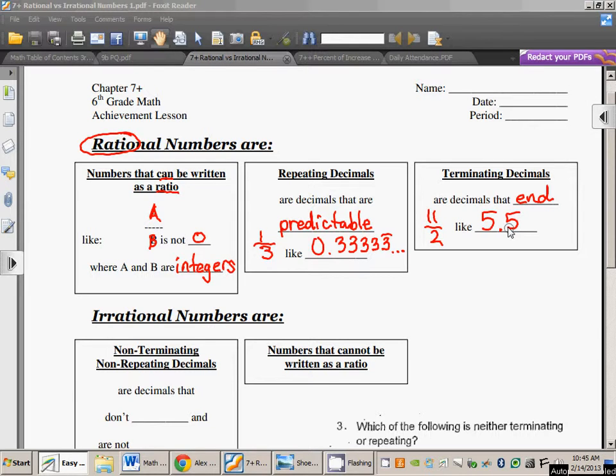You've heard of an exterminator before. Exterminators are supposed to stop bugs or stop a raccoon from being in your chimney. A terminating decimal, it ends. If a raccoon was in your chimney, you would have cooked raccoon. You'd have a problem. Yeah, that's true.